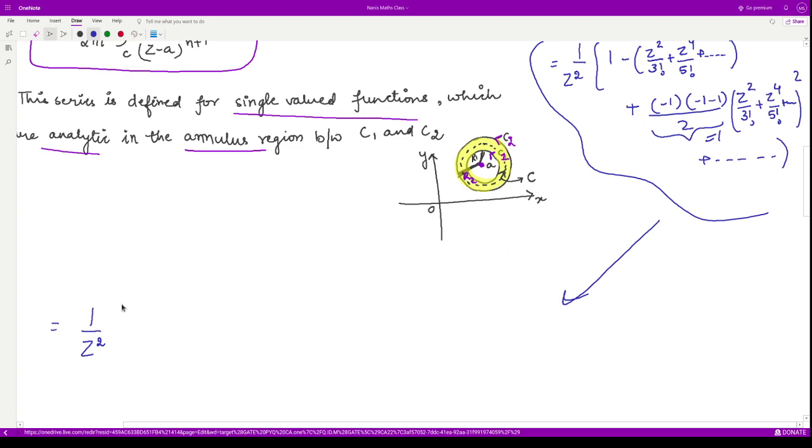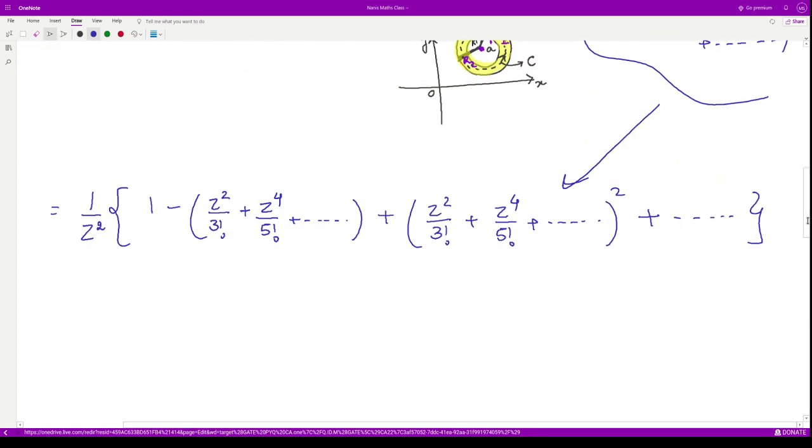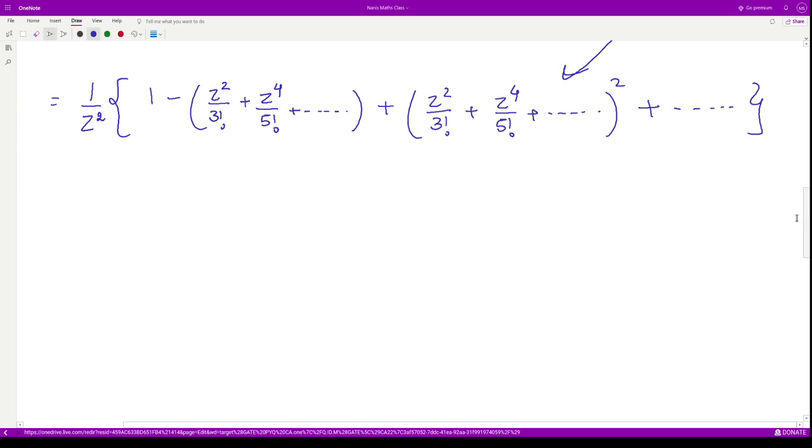So we would be left with 1 minus z square by 3 factorial plus z raised to power 4 by 5 factorial plus so on, right? And then we would have plus z square by 3 factorial plus z raised to power 4 by 5 factorial plus so on, square, and terms continuing like this. So this is our final expression. So let us now collect the similar terms. So it would be 1 by z square as such if we multiply this term inside.